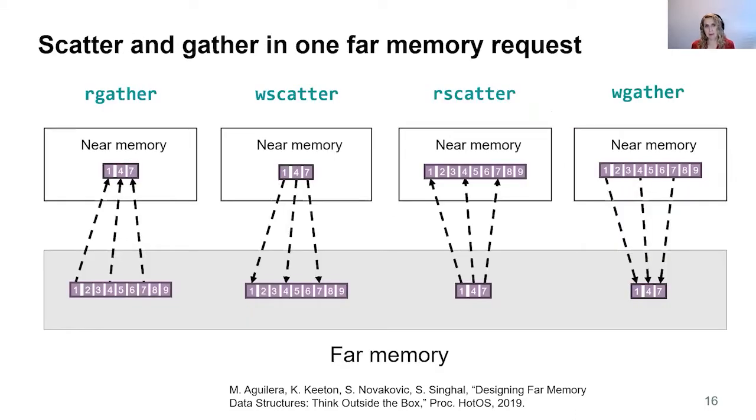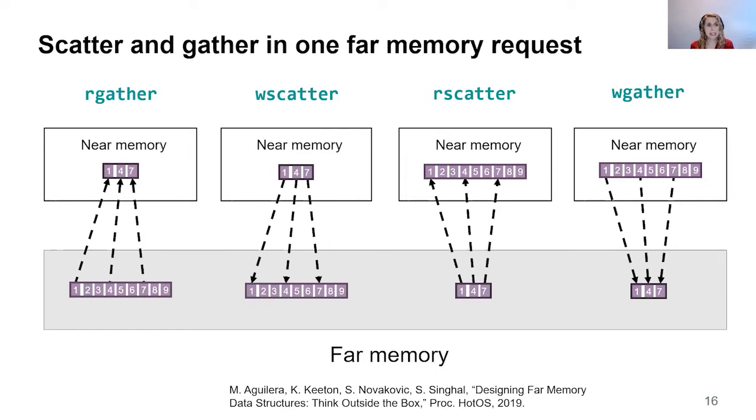Another example of how we might be able to make our one far memory request actually matter is to be able to use that far memory request to access multiple different addresses in the far memory. And so this is typically referred to as scatter and gather. And so here we're looking at 4 different alternatives of that based on whether you're reading or writing the data from far memory, and then also whether the addresses in far memory are contiguous or discontiguous.